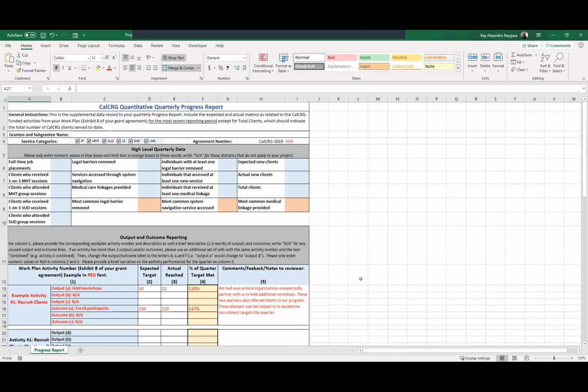Just want to go over a few important points to wrap it up. And again, please email the reports directly to the grant manager. There's no way to do so on the online portal. So this is done via email.